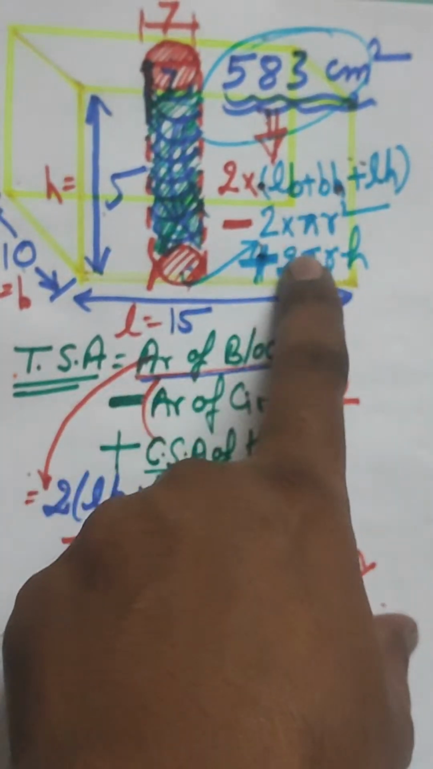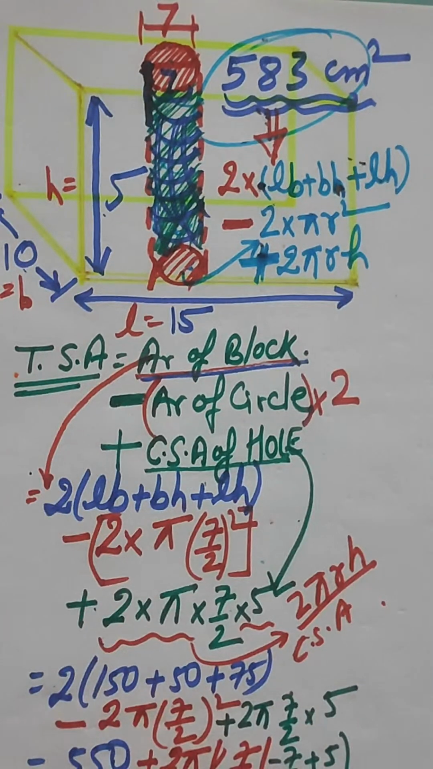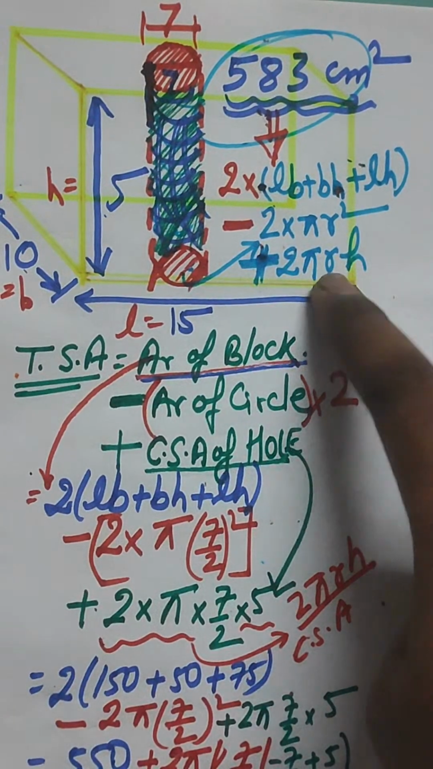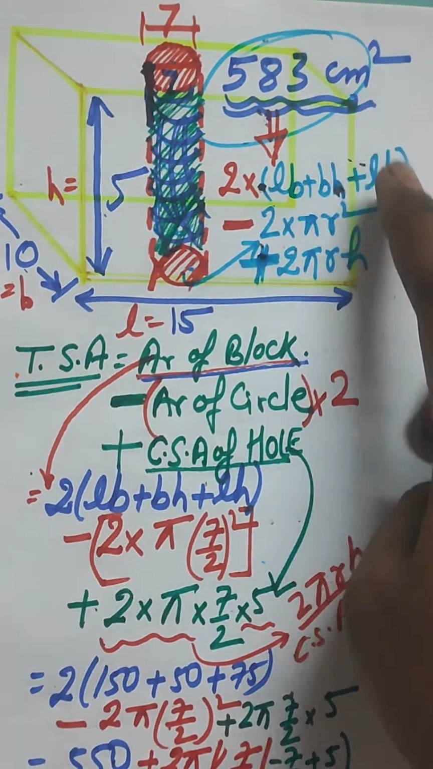So when you do this simple calculation, you get the answer as 583 centimeters square for the given question.